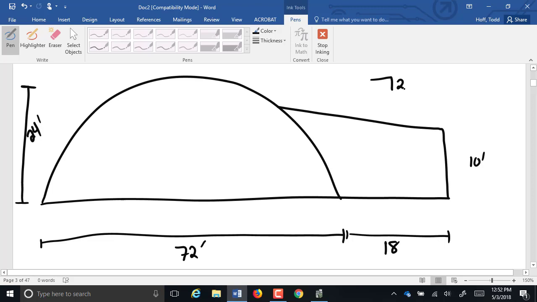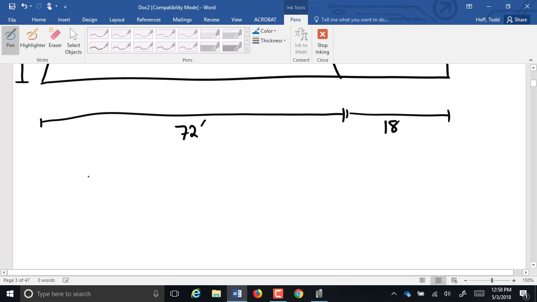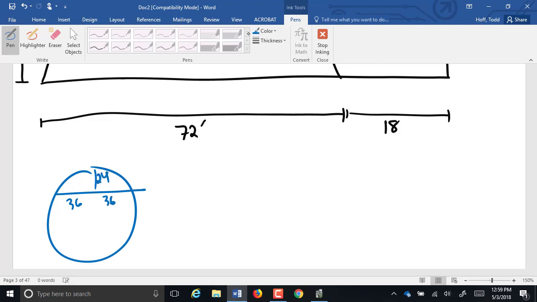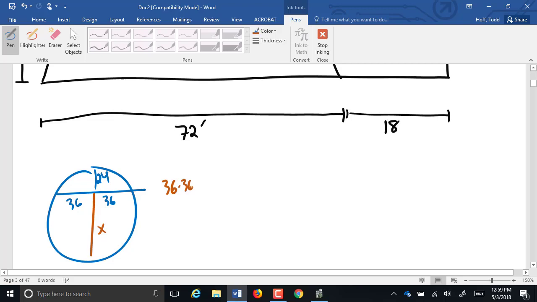Find the area and perimeter of this. Let's see if we started out right here. Finding our radius. We've got 36, 36, and 24. How do we find x? Thirty-six times 36 equals 24 times x, which makes x equal 54. Okay, so that means our diameter was 78. So we have a radius of 39 feet.